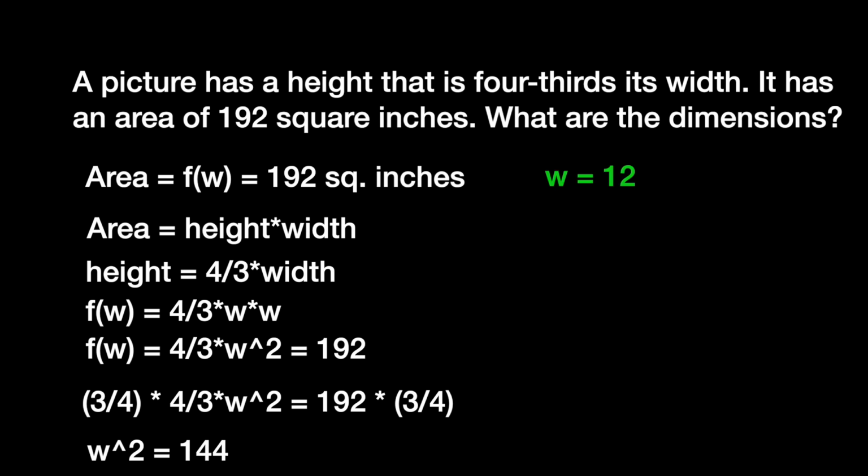And we know that you can't have a negative size for your width, and so the answer has to be 12. Finally, if we want to find the height, we can do 4/3 times our width of 12, and that'll give us our height, which would be 48 divided by 3. 3 goes into 4 one time, and then 3 goes into 18 6 times, so our height is going to be 16.